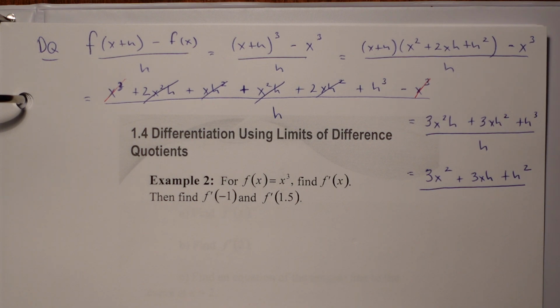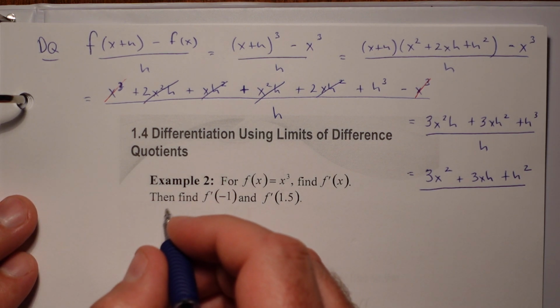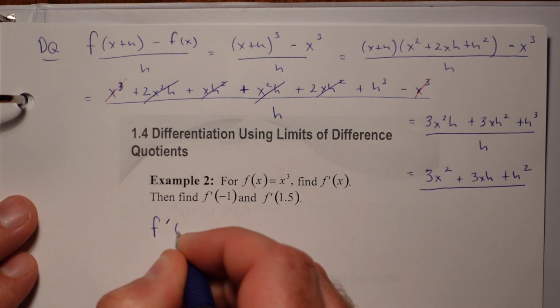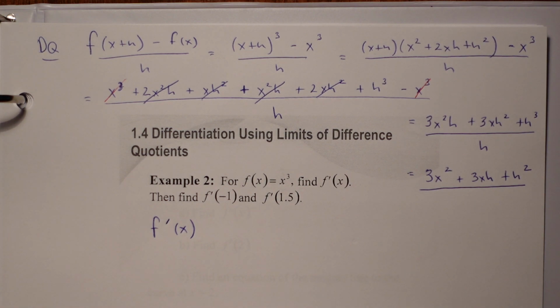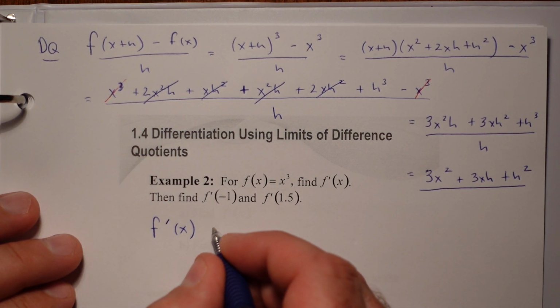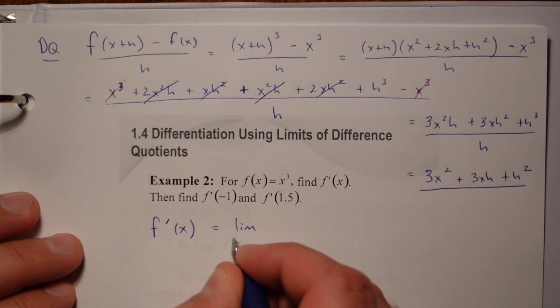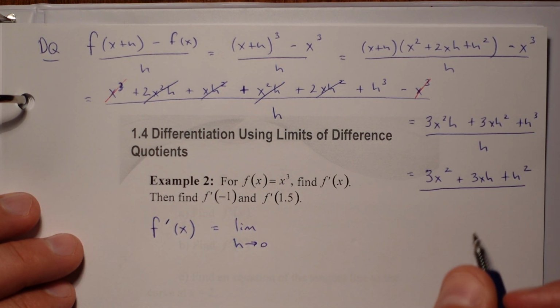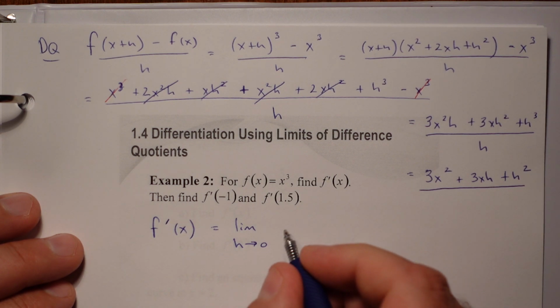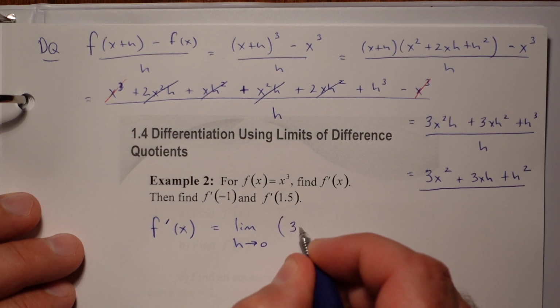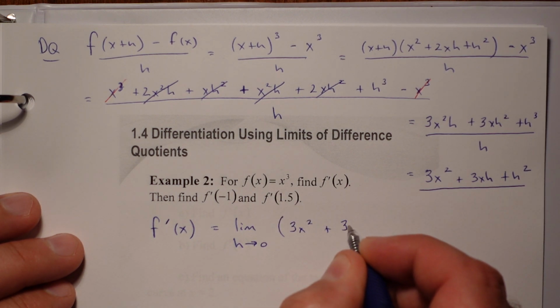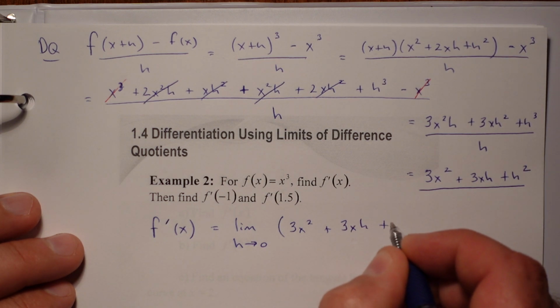Now we're just going to take things one step further. So they want us to find the derivative. Remember, the derivative of the function, so we call this f prime of x, is always equal to the limit as h approaches 0 of that simplified difference quotient. So 3x squared plus 3xh plus h squared.